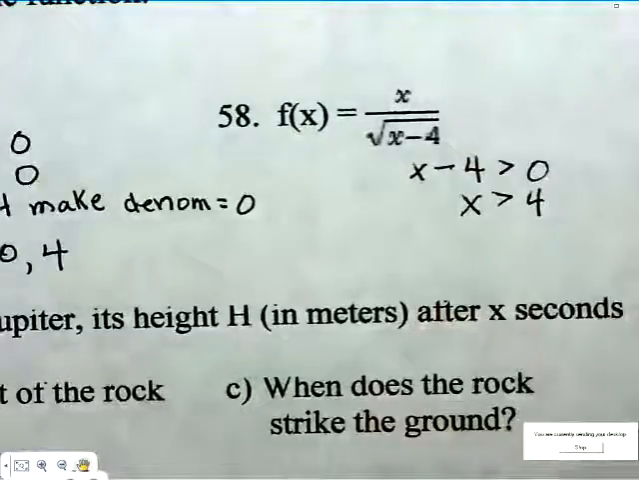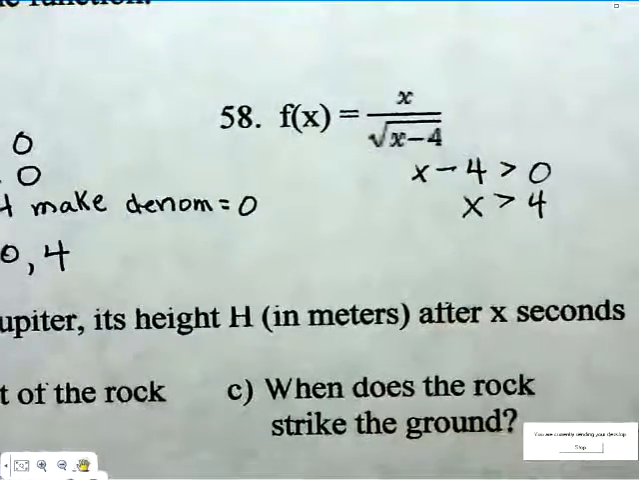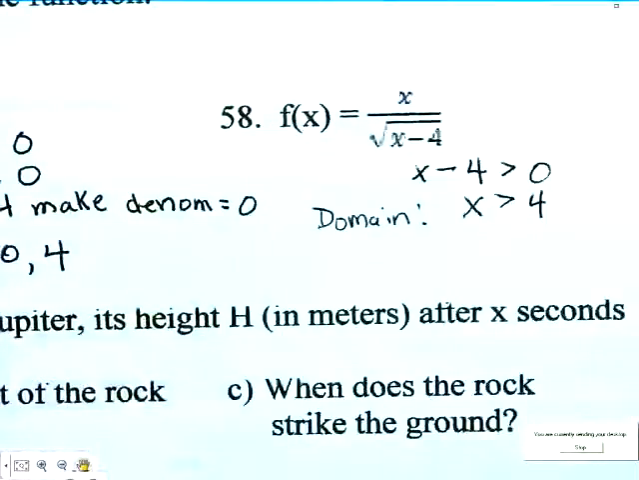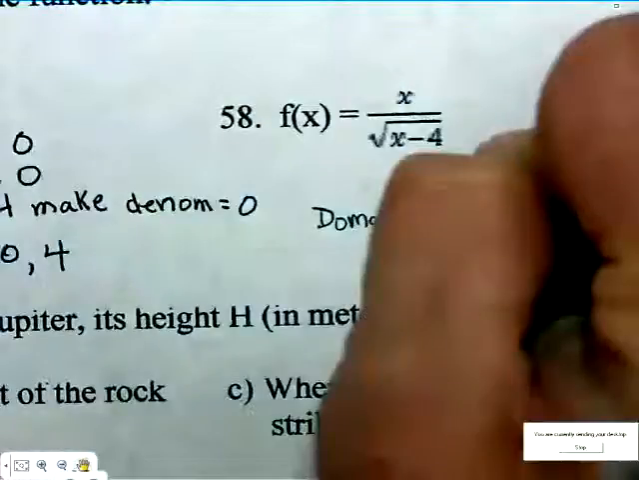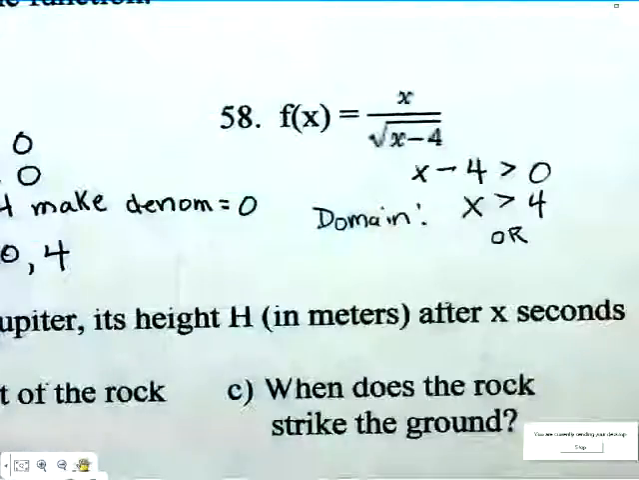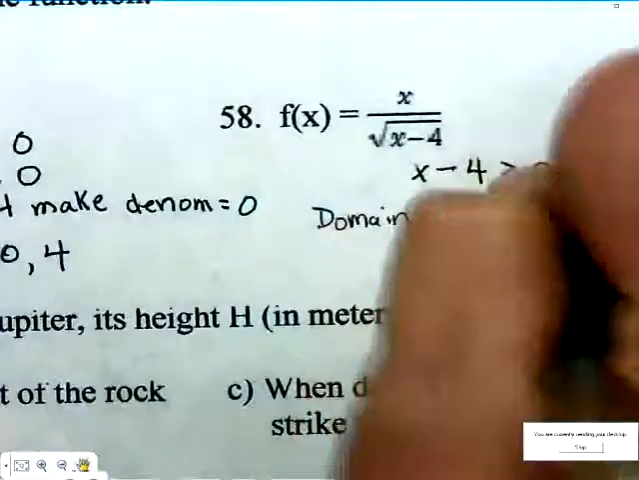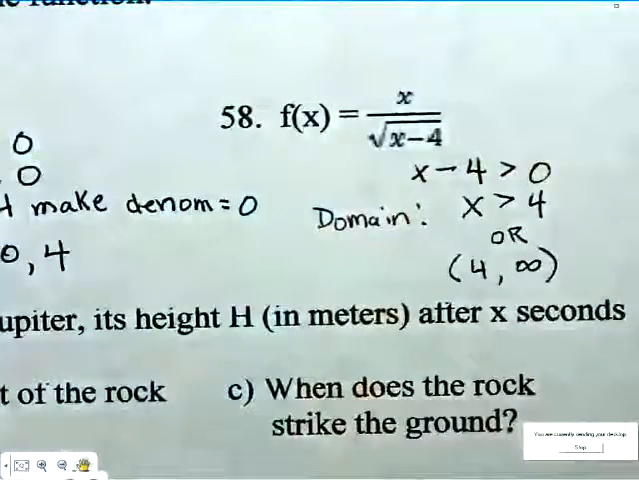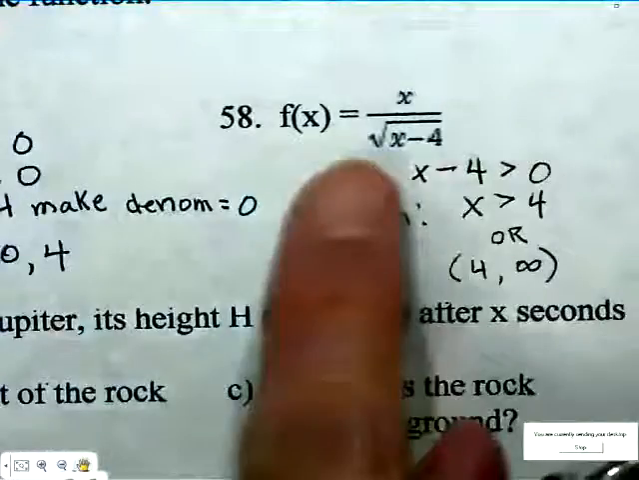If I didn't specify interval notation, you could just leave that for the domain. The domain is anything bigger than 4. If I do say write your answer in interval notation, then you would write 4 to infinity, but make sure you had a parenthesis on the 4 because you can't let x be 4. It makes that denominator 0.